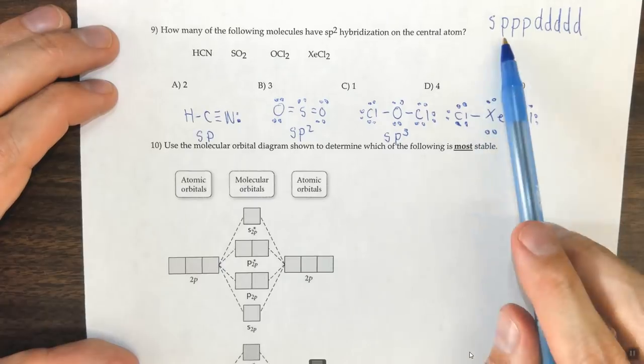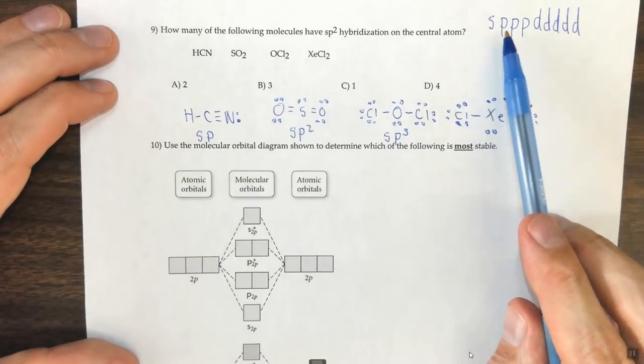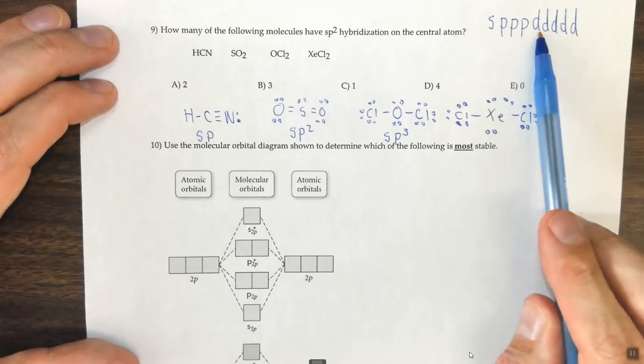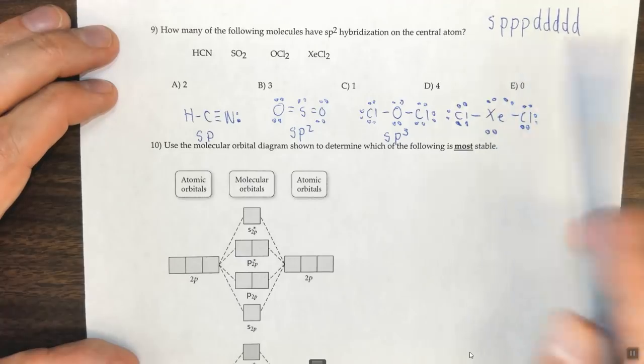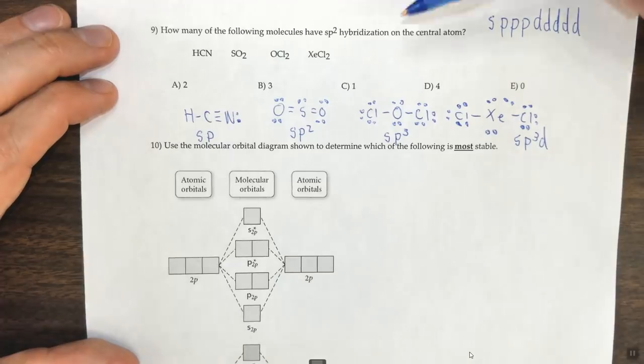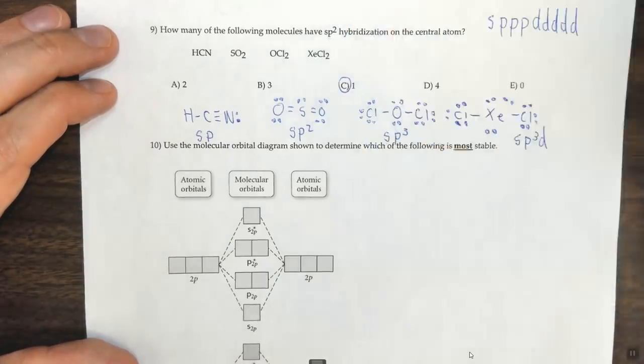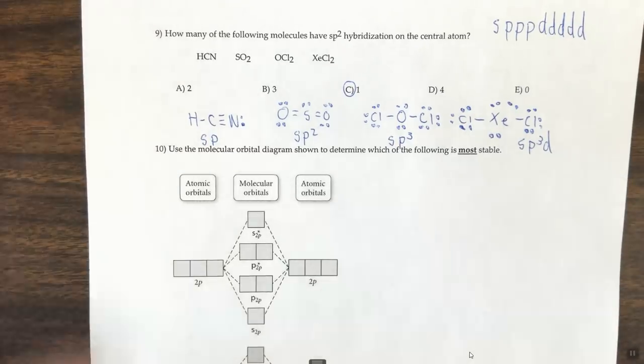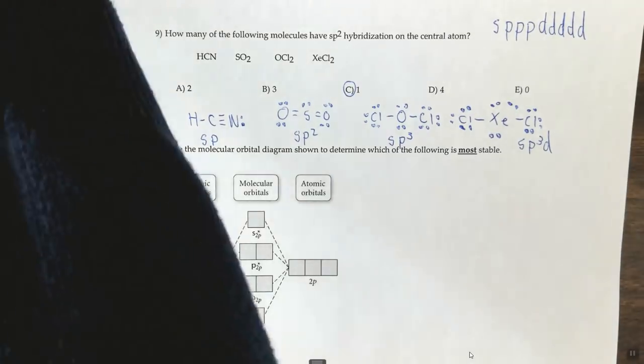5 domains. That means we need 5 hybrid orbitals. 1, 2, 3, 4, 5. s, p, p, p, d. We abbreviate that sp3d. So, how many of these are sp2 hybridized? It looks to me like we have 1 sp2 hybridized central atom.